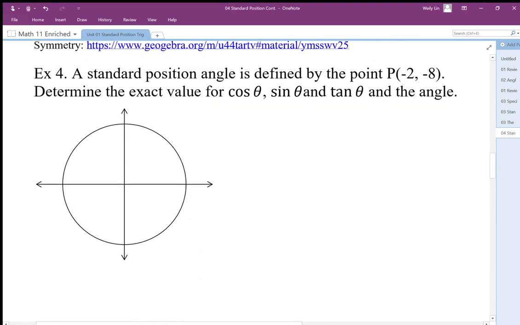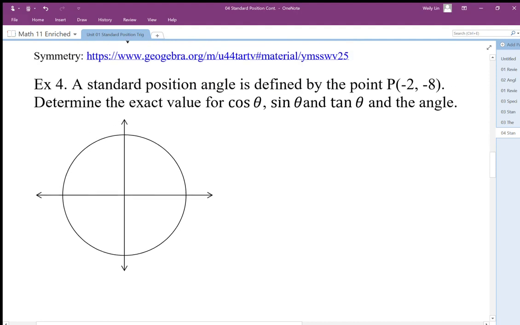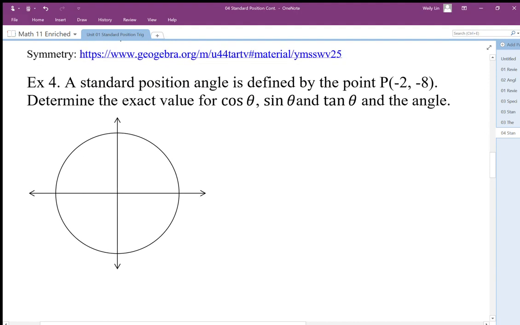So again, this one here, the standard position angle is given as a position, a location with x and y coordinates. So I know exactly which quadrant it's in. It's -2, -8, so maybe somewhere around there. -2, -8 represents the standard position, the coordinate position of that point. Okay, and we want to find the exact values for sine, cos, tan.